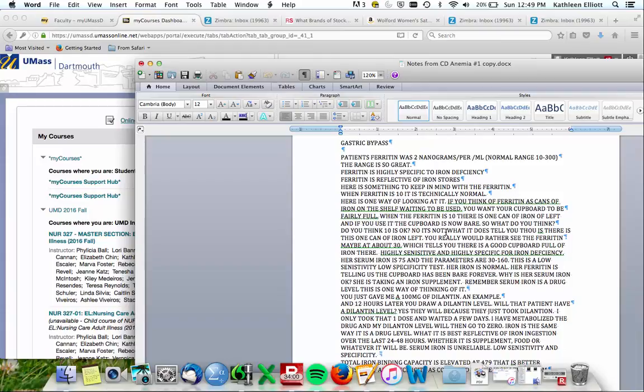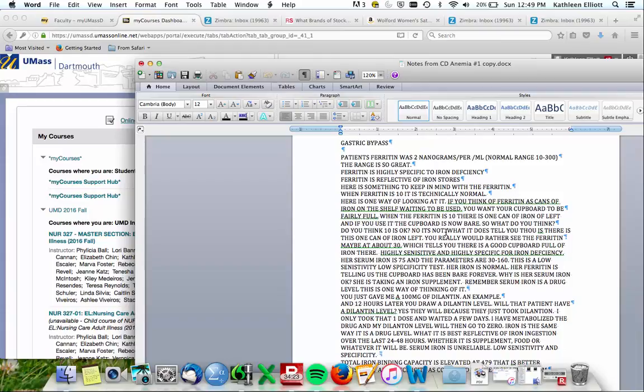So what do you think? Do you think 10 is okay? No, it's not. This tells you there is 1 can of iron left. You really would rather see the ferritin at about 30, which tells you there's a good cupboard full of iron there. This is highly sensitive, highly specific for iron deficiency.